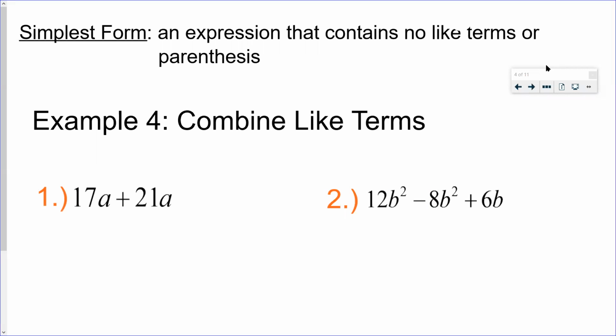So let's look at another thing. Let's look at combining like terms. This is similar to what we did, we just now throw in a little bit different. So we have 17a plus 21a. Well, they both are the same. They both have an a. So 17 plus 21 is 38a.